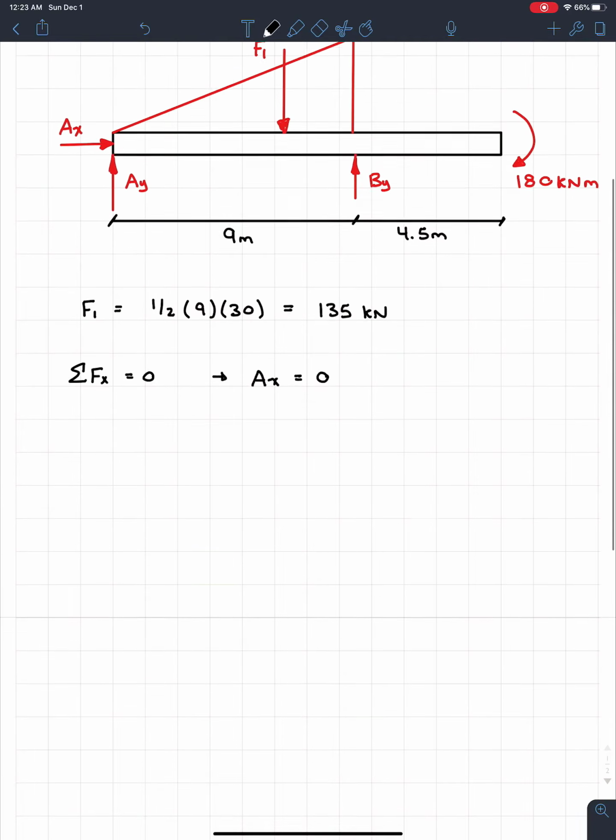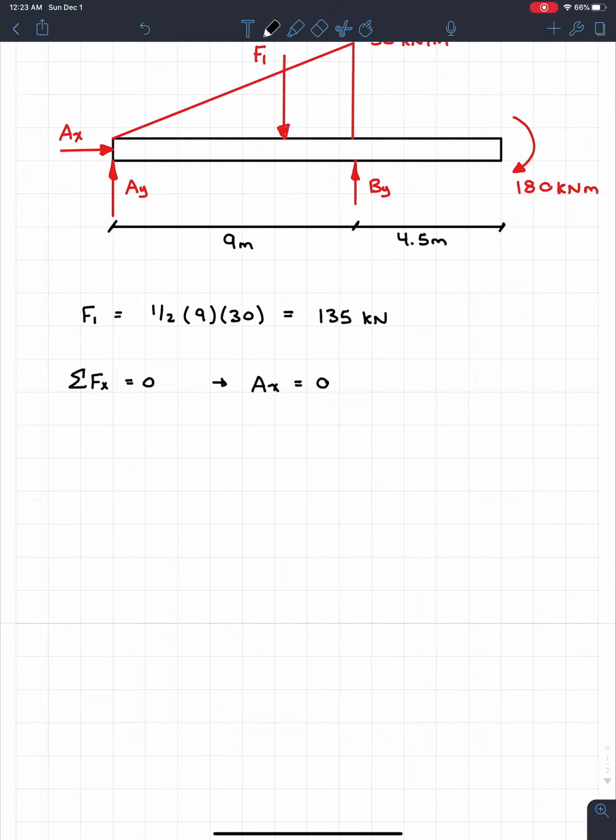All right, so now we know AX is 0, so all we have left is BY and AY. So let's start with BY. Why not? To do that, we need to take the sum of the moments about a point, because if we do sum of the forces in Y, we're going to have two unknowns, and that's not going to get us anywhere. So if we do sum of the moments, we can take it at A or B.